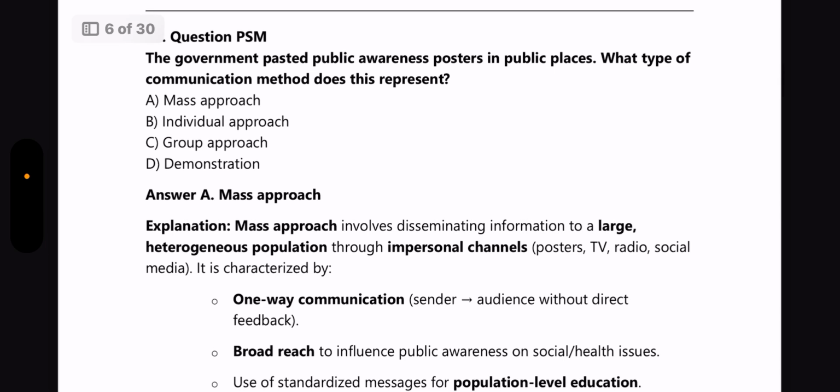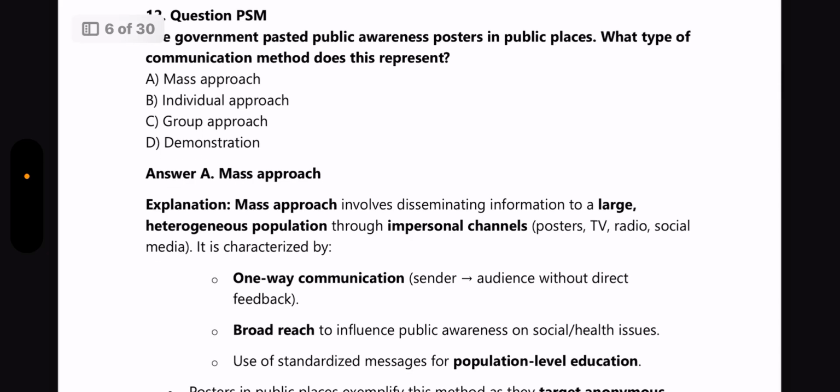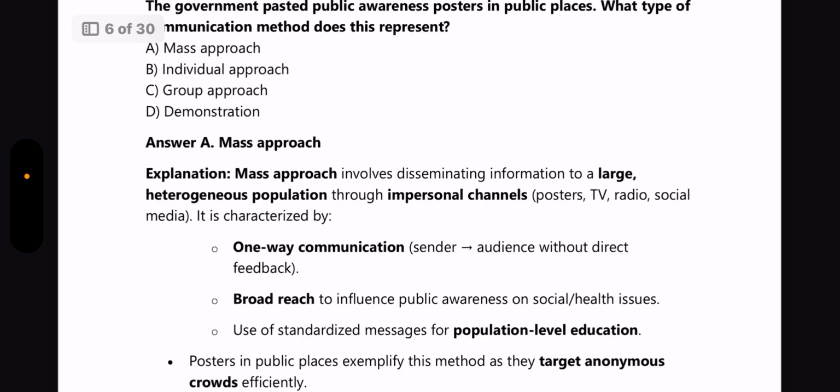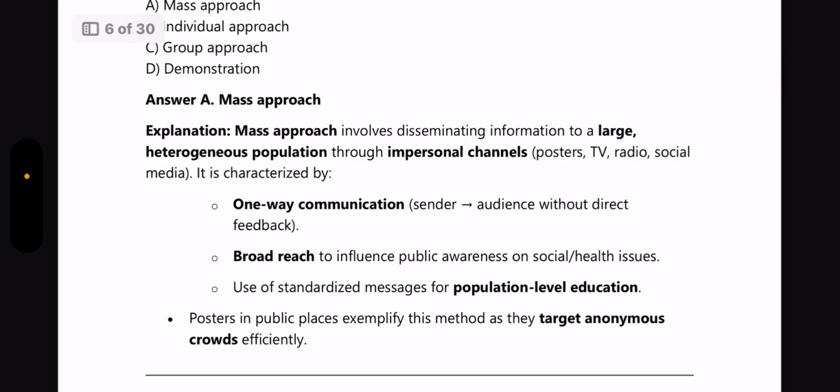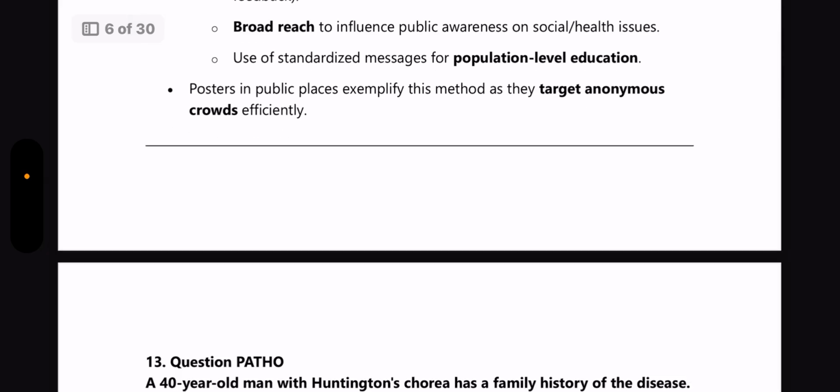Next question from PSM. A government pasted public awareness posters in public places. What type of communication method does this represent? Answer is mass approach. So the mass approach involves disseminating information to a large heterogeneous population through impersonal channels like posters, TV, radio, social media. It is characterized by one-way communication, broad reach to influence public awareness on social or health issues, and the use of standardized messages for population level education. Posters in public places exemplify this method as they target anonymous crowds efficiently.